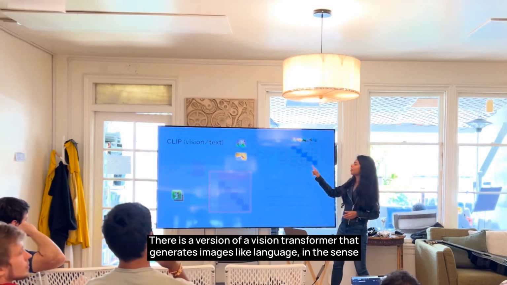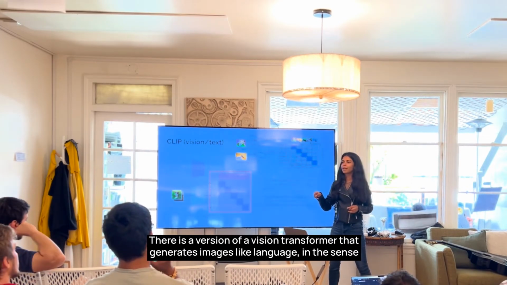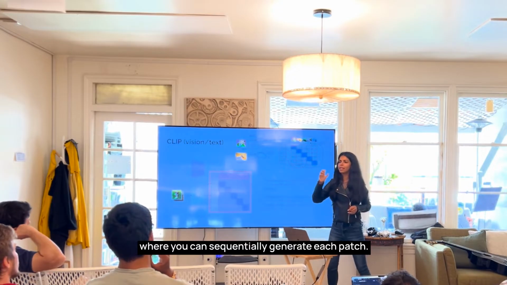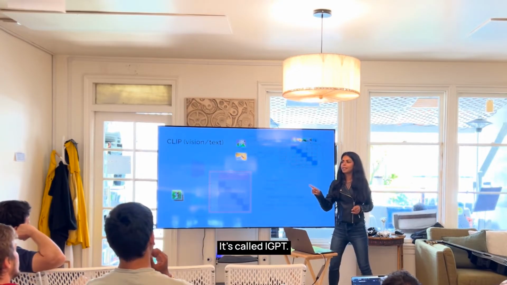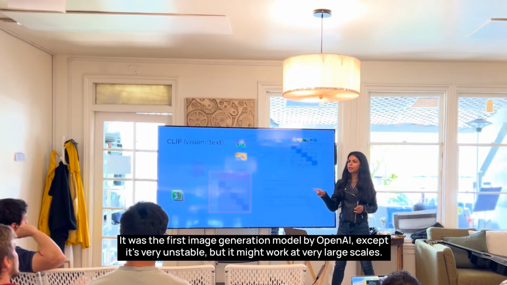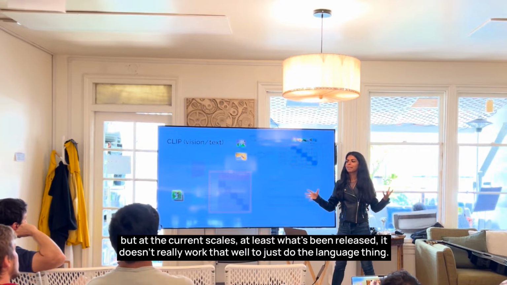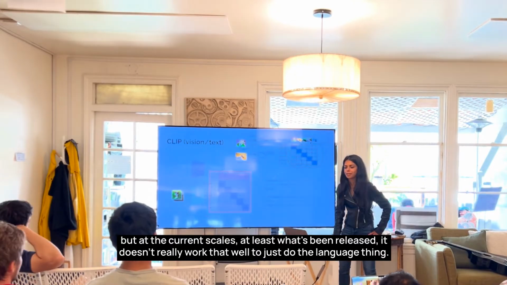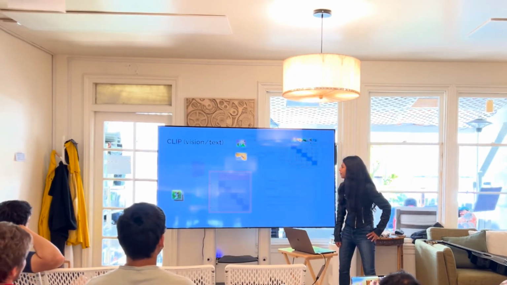There is a version of a vision transformer that generates images like language, in the sense that you can sequentially generate each patch. It's called iGPT. It was the first image generation model by OpenAI, except it's very unstable. But it might work at very large scales. But at the current scales, at least what's been released, it doesn't really work that well to just do the language thing. Yeah, I don't know.